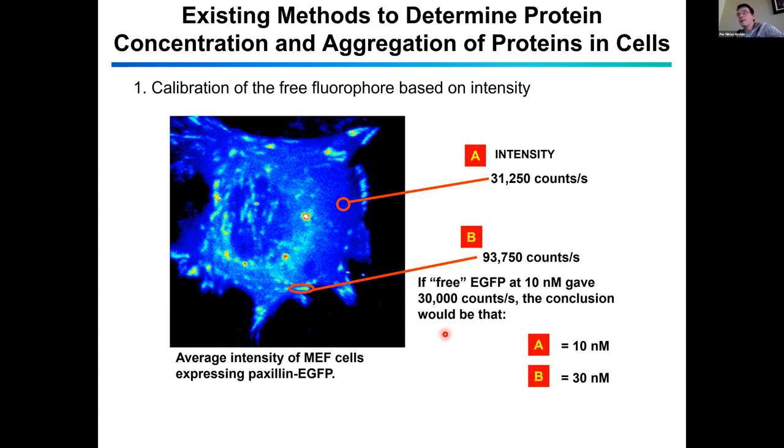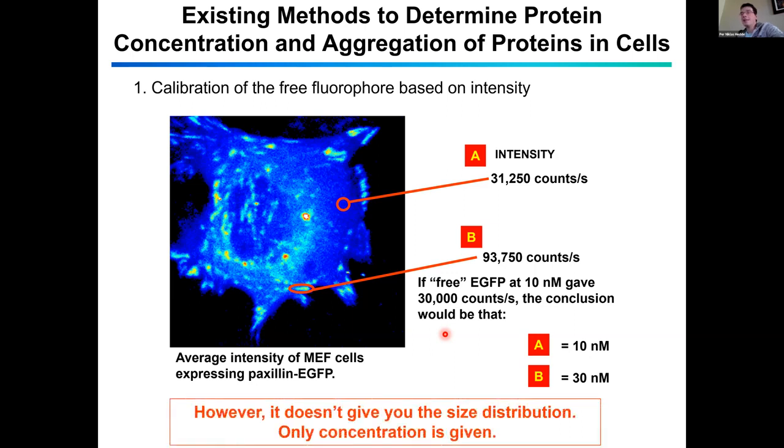If you then go to the cell and you have two regions, A and B, in one region you have 30 kilocounts per second, and in another maybe 90 kilocounts per second. You would conclude that in region A you have 10 nanomolar, and in region B 3 times that, so 30 nanomolar, of that fluorescently labeled molecule. This is fine, but it doesn't give you the size distribution. It doesn't tell you in which form the molecules exist. Are they all monomers, or dimers, or assembled into even larger complexes?